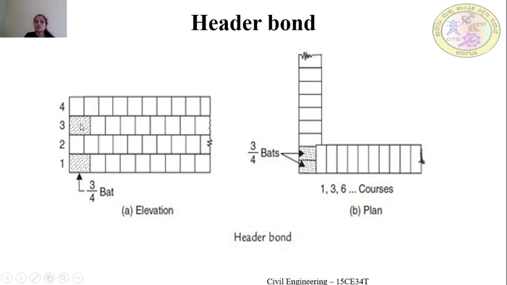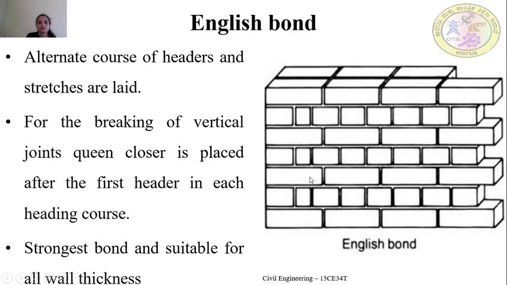In all the alternate courses, we have utilized the 3/4 bat, that is, the longer length of the brick is placed to the facing. When it comes to the 2, 4, 6, this is actually the 1, 3, 5 course. So in the quoin places, 3/4 bats are utilized in the header bond.